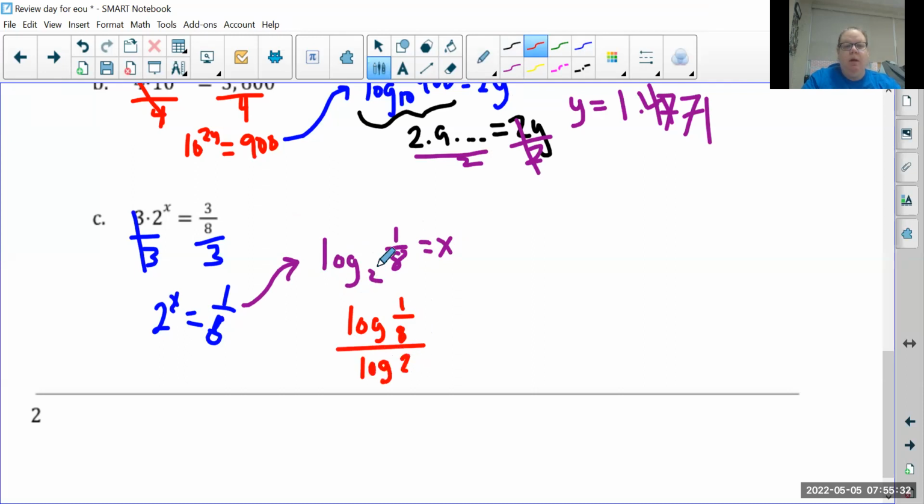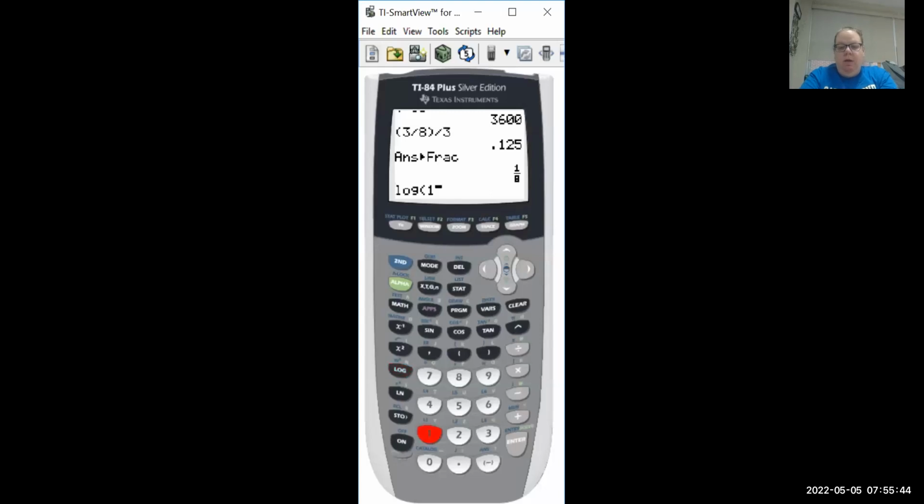And remember, the base here, this is log base 2, the base goes in the basement. So that's like the bottom of it. That's your little trick to remember, the base goes in the basement. So that's what I'm gonna go do in my calculator. Log of 1/8 divided by log of 2, and I get -3.